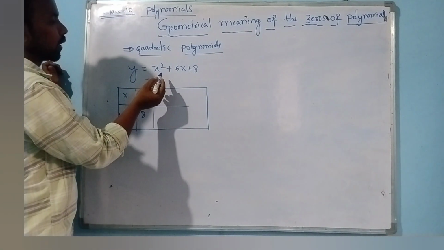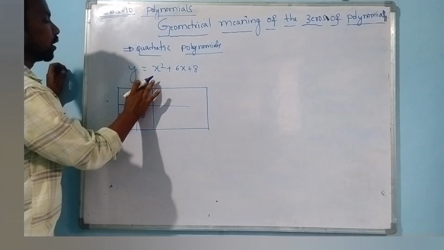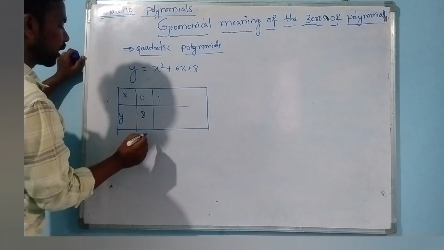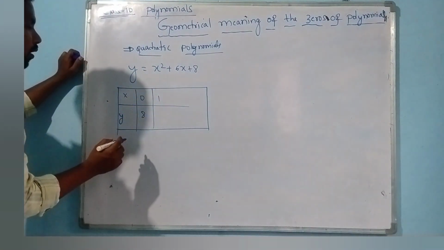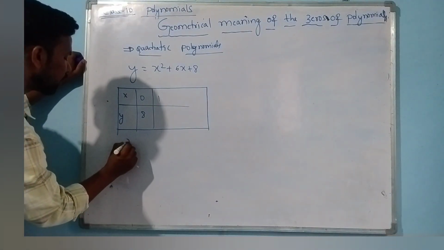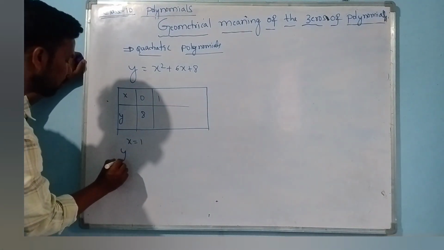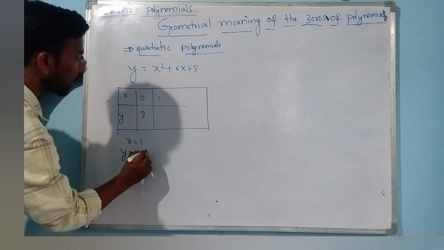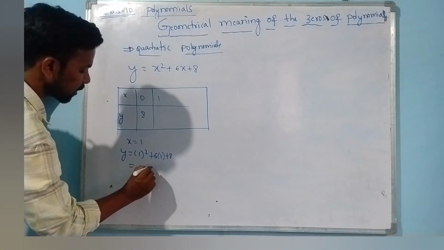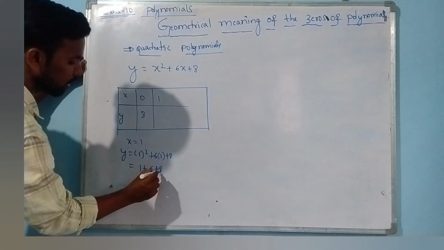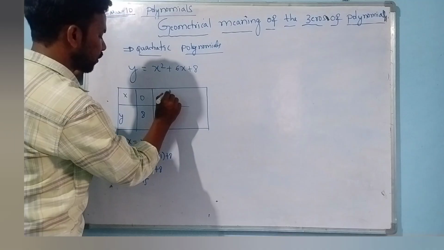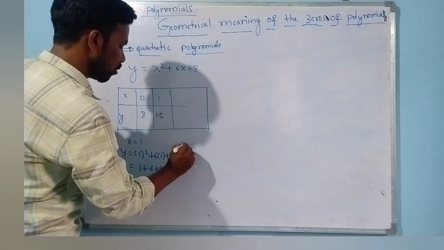When x is equal to 1, what will come? y is equal to what? 1 square plus 6 into 1 plus 8. 1 plus 6 plus 8, 6 plus 8 is 14, 14 plus 1 is 15. So when x is equal to 1, y is 15. Next, x is equal to minus 1.